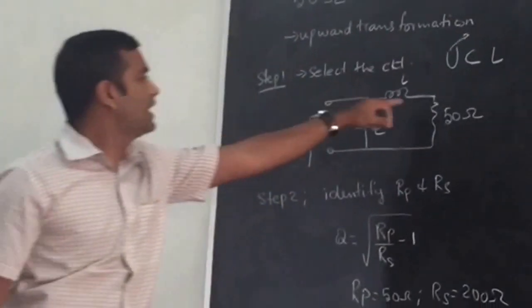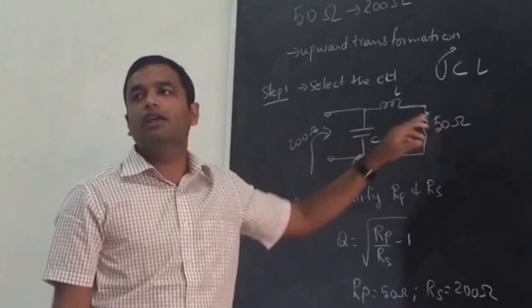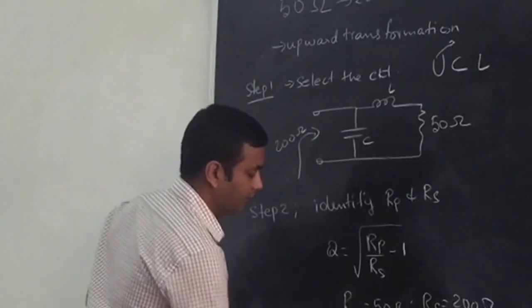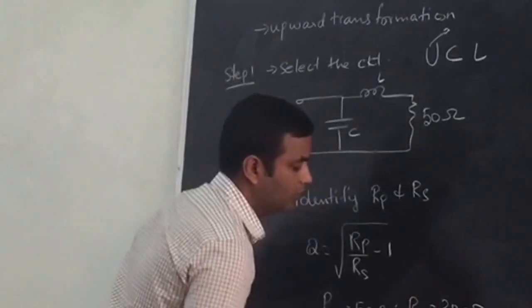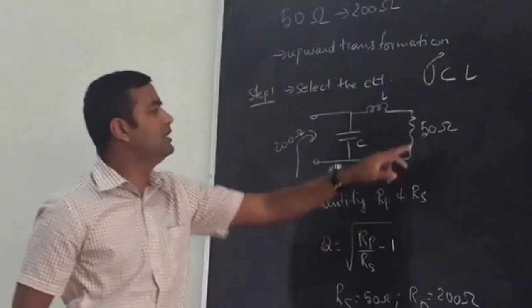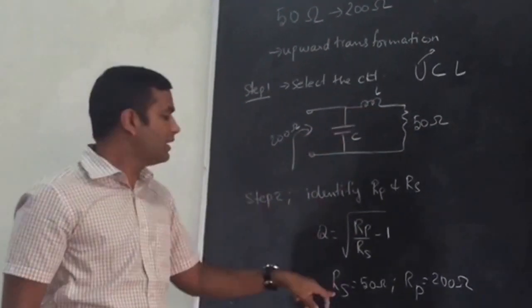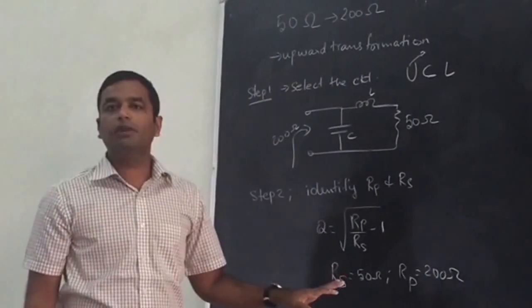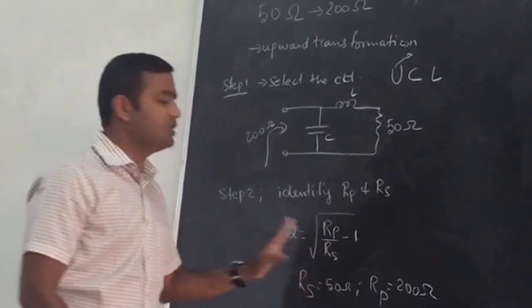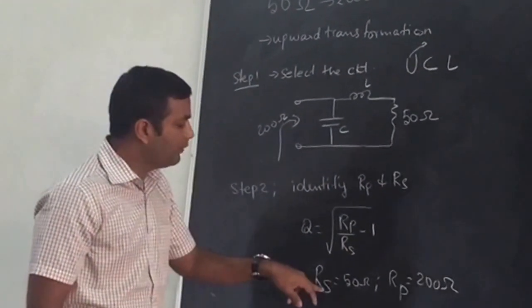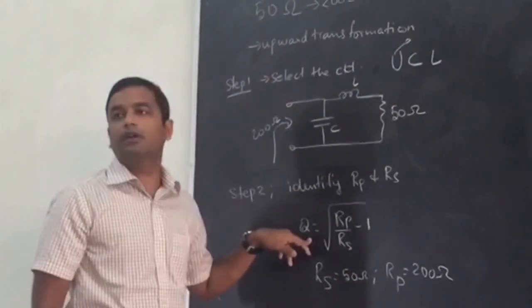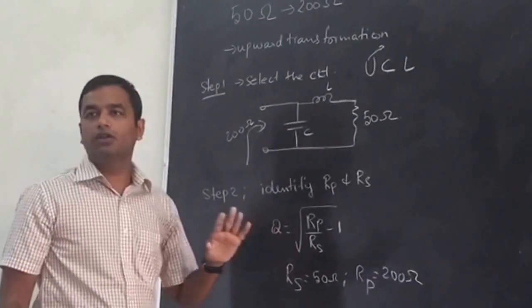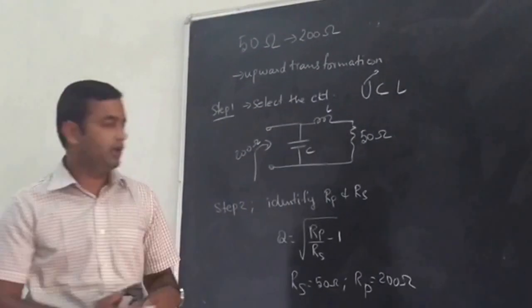But looking at this, can you tell which is RP? Oh, I'm sorry, I got it. Sorry, sir. RS is 50 ohms and RP is 200 ohms. Looking at this, you can tell these two are in series. So RS is 50 ohms. Naturally, RP will be 200 ohms. You all agree with me? Right. This is the second step. Once you find out RS and RP, you can find out the quality factor Q. Is it okay?